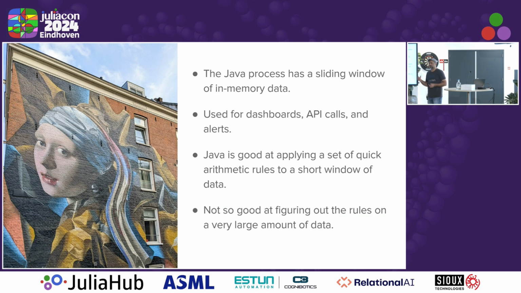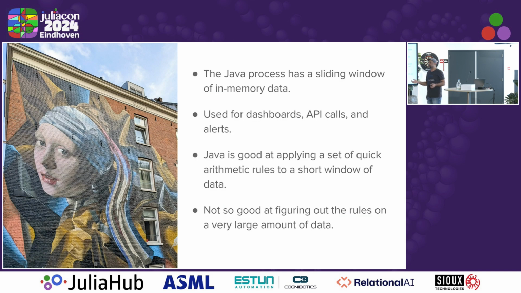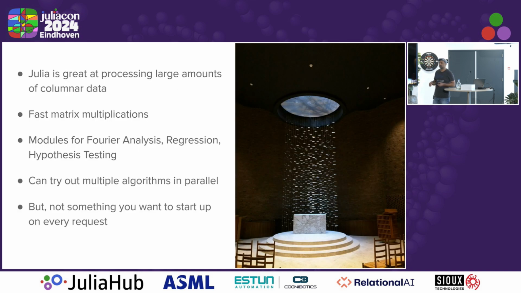It's used for dashboards, API calls, and alerts. But like I said, it doesn't know anything back in time, so you would have to tell it what to alert on. Right? I could tell it, alert me if everything went above this level. But over the course of a normal day, could be a Wednesday, could be a Thursday, I might expect my normal traffic to be there. So that's not something I can just tell Java to say, alert me when traffic goes above this level. It's good at applying a set of quick arithmetic rules, not so good at figuring out the rules on a large data set. So that's where we wanted to bring in Julia.